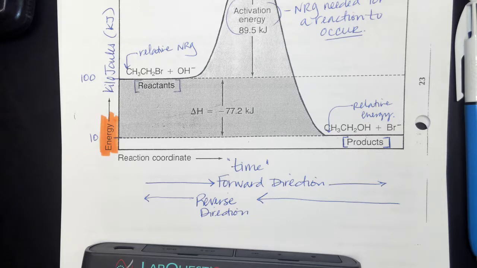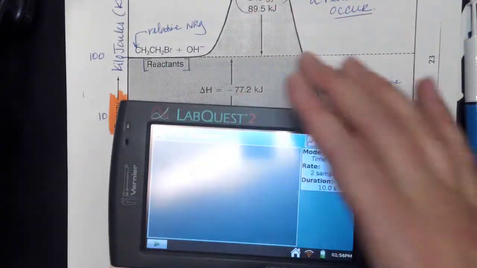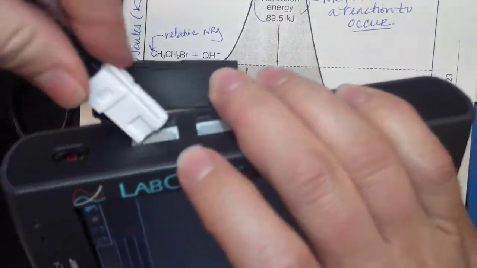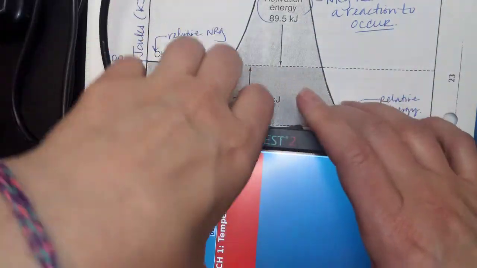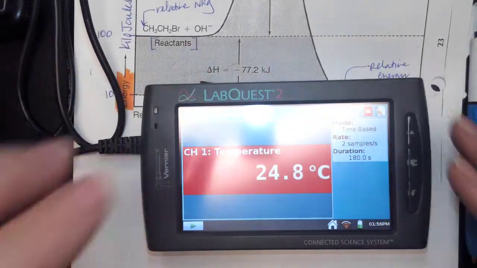I have a test tube. And to my LabQuest, I'm going to connect a temperature sensor. There we go. There's a temperature sensor in my LabQuest. It's going to give me an initial reading.